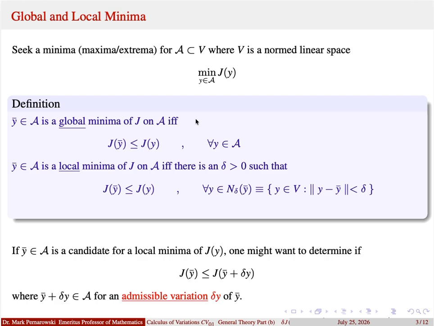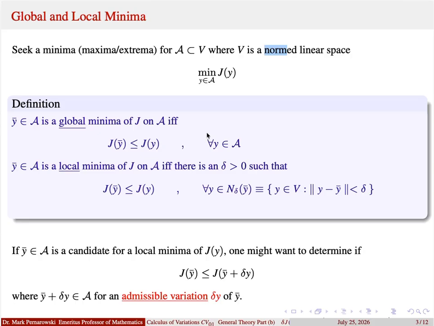We're trying to find maxima or minima, and I'll say the word extrema. It means that it could be a min or a max. And we're going to now restrict ourselves to admissible sets A that are subsets of normed linear spaces. So there are many types of normed linear spaces, but in our case, they're typically function spaces. And so we're trying to find the minimum of J on some subset A of a function space that's got a norm affiliated with it.